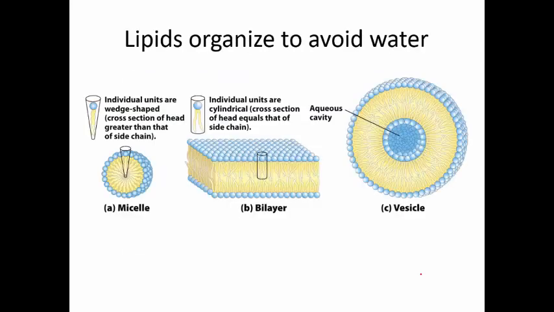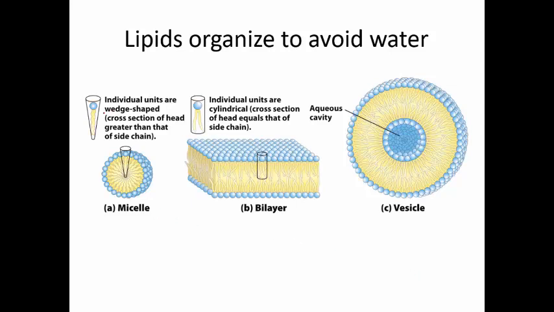So lipids are not polymers. They are not covalently linked to each other, but they will self-associate, and that is just to avoid water, essentially. And depending on what the lipid looks like, it will form different structures.